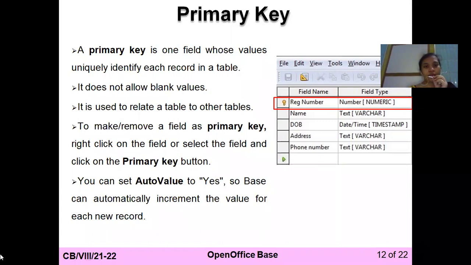To make or remove a field as a primary key, right click on the field or selected field and click on the primary key button. आपको रिमूव करने के लिए वापस से सेम प्रोसेस करनी पड़ेगी जो प्राइमरी की के लिए की थी आपने. राइट क्लिक करो, प्राइमरी की पे क्लिक करो तो वो रिमूव हो जाएगा. You can set the auto value to yes, so Base can automatically increase the value for each new record.